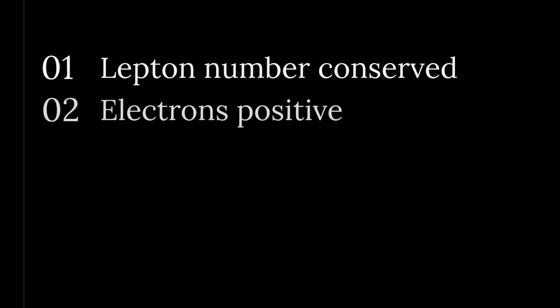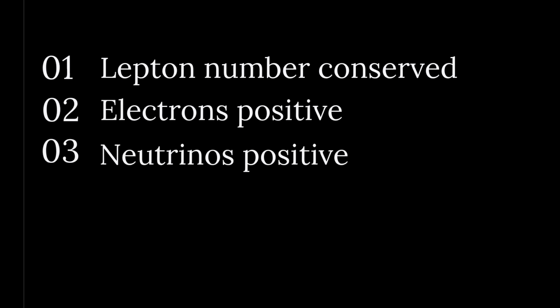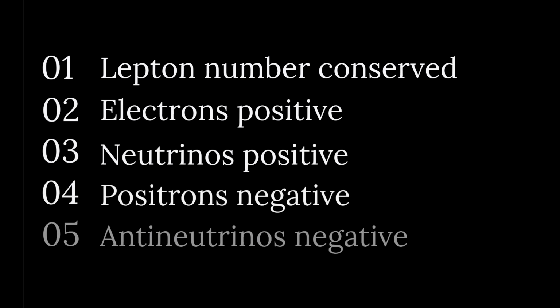Lepton number must be conserved in reactions. Electrons and neutrinos have positive lepton numbers. Positrons and antineutrinos have negative lepton numbers. Violations result in forbidden reactions. Correct application of these rules is essential.